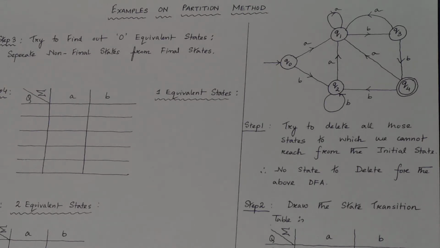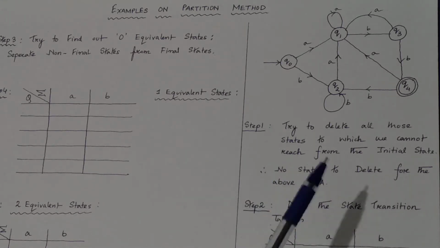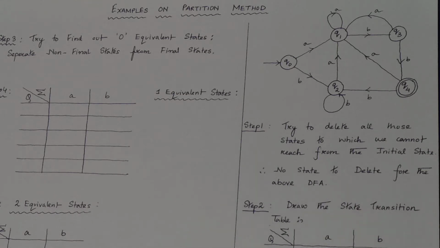Sometimes you might get a particular DFA where there are certain states that we are not able to reach from the initial state. Then that particular state you need to delete. I will show you in another example. So step number one is satisfied, therefore no state to delete for the above DFA.